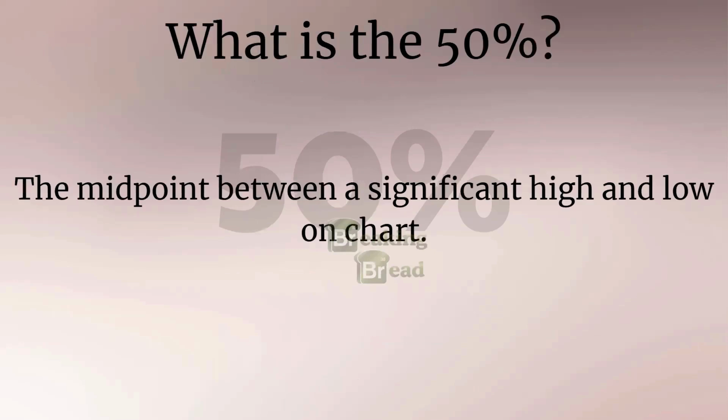All right, so what is the 50? The 50% is the midpoint between the significant high and low on the chart. This area acts as a level of support or resistance. This is the zone to where price pulls back to before continuing in its original direction. And as traders, we understand that price is drawn to this level, and that's why we watch it for entries, exits, or confirmation of trend continuations.